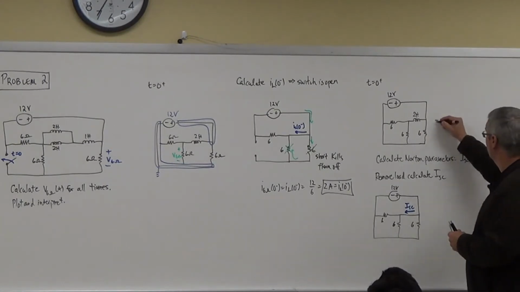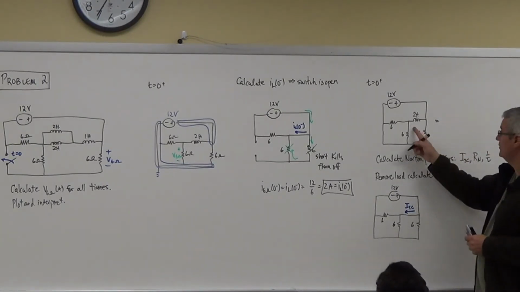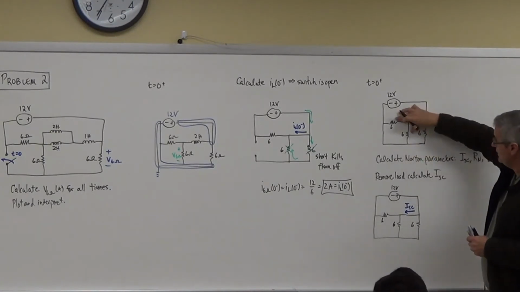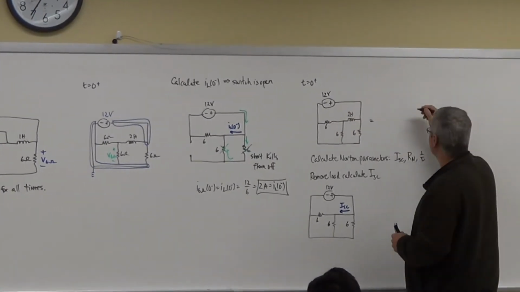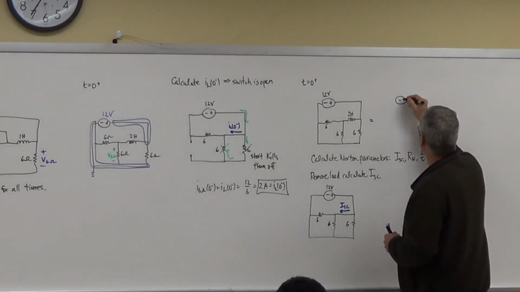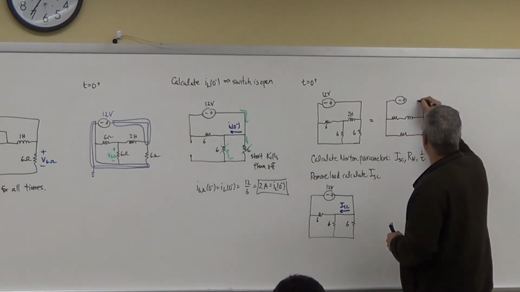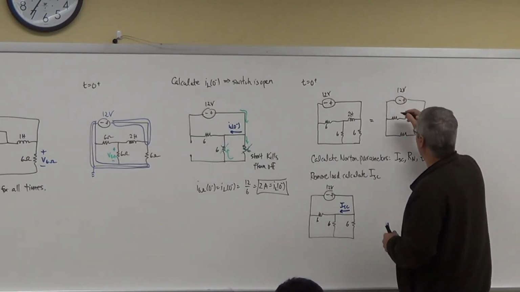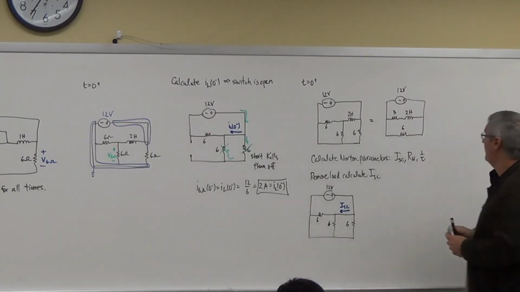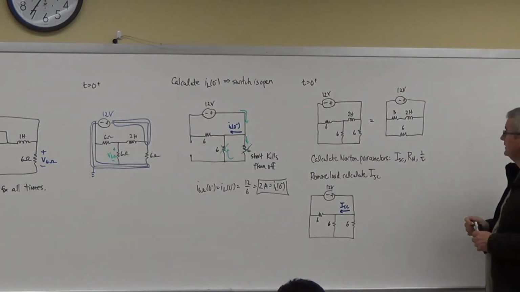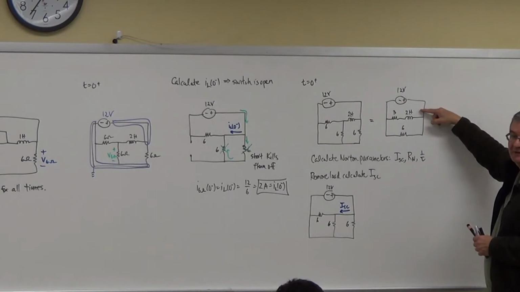I just realized this is a silly circuit, because if I redraw this thing, aren't these two in parallel? So I get a 3 ohm resistor in series with that. My circuit really looks like this. Then I get a 3, a 6, and then I have my 2 Henry inductor. This makes it a hell of a lot easier to calculate I short circuit.